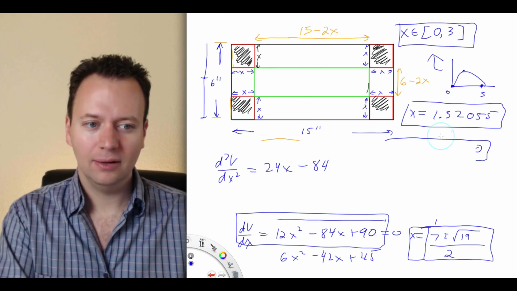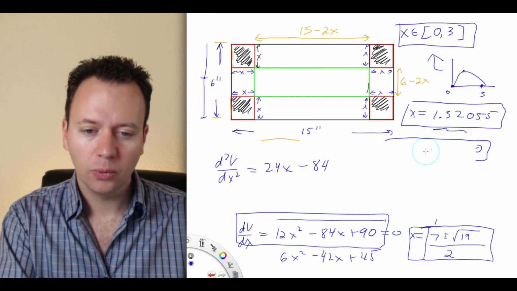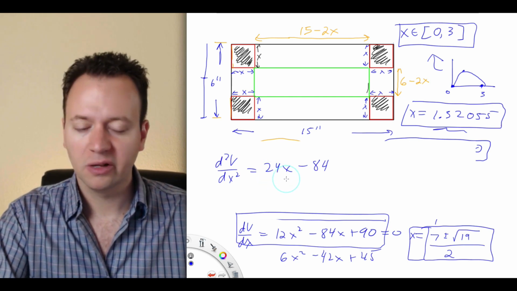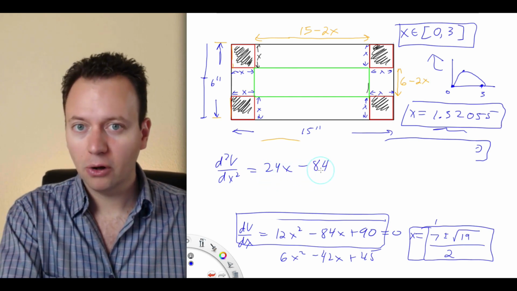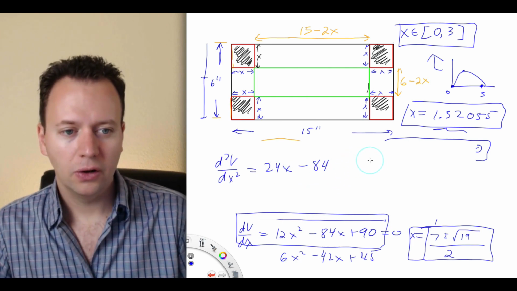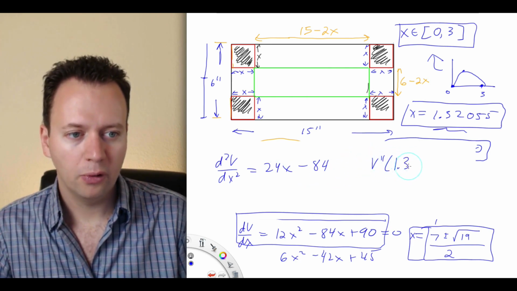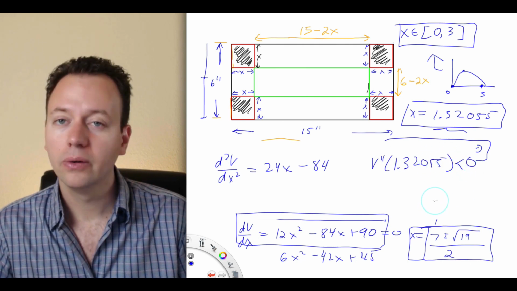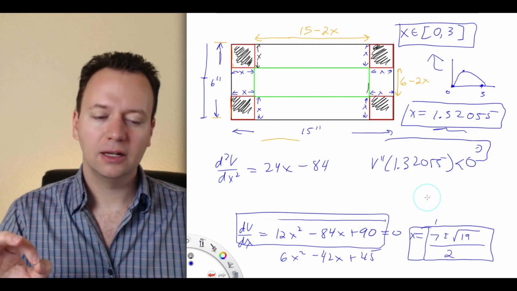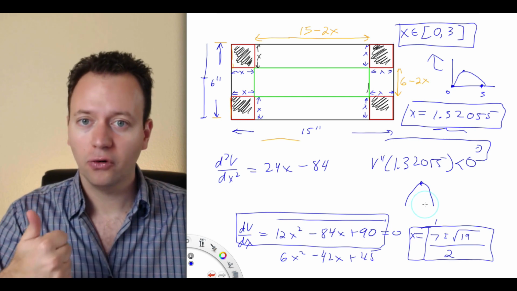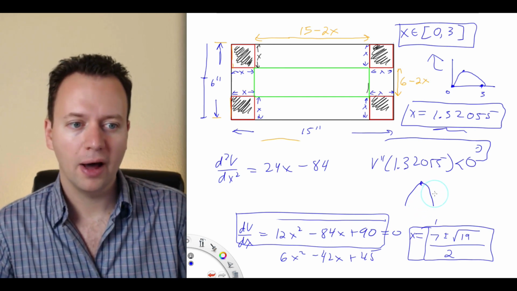Okay, the critical point's approximately 1.3. 24 times 1.3 is not as large in size as 84. So 24x minus 84 is negative. So V double prime of 1.32055 is less than 0. Negative second derivative means you're concave down. Concave down, it's a maximum. That confirms that this is the maximum volume for the box.